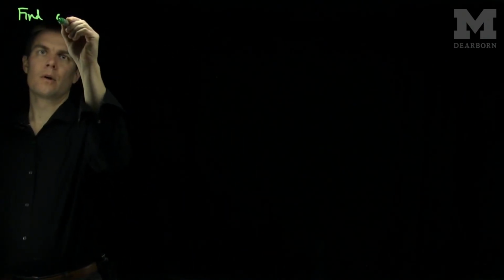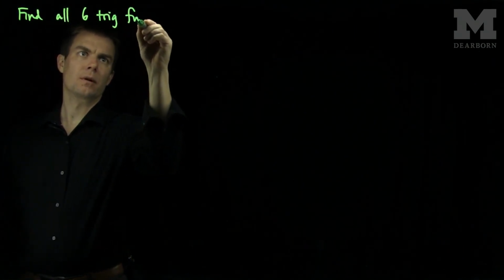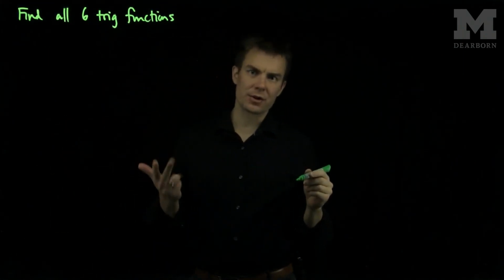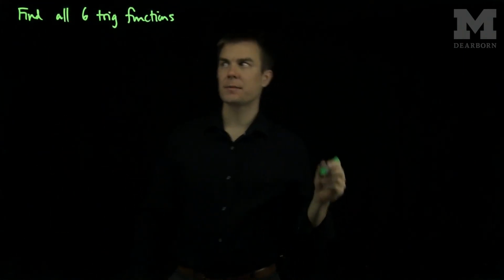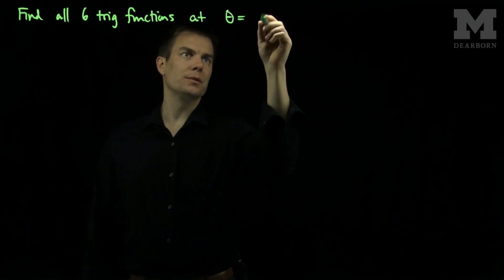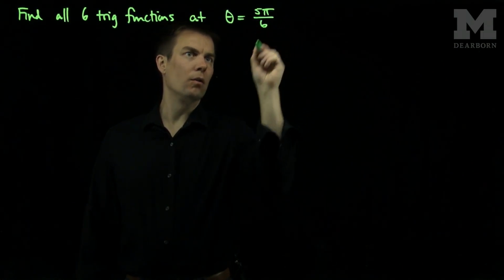In this video, we'll see examples of computing trigonometric functions at certain multiples of pi. Let's find all 6 trig functions: sine, cosine, tangent, cotangent, secant, and cosecant at theta equals 5 pi over 6.